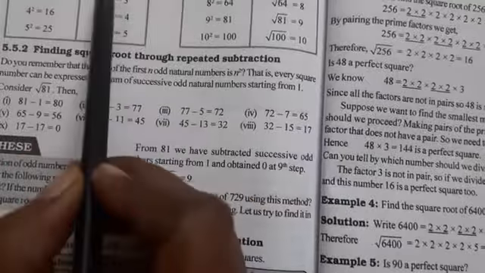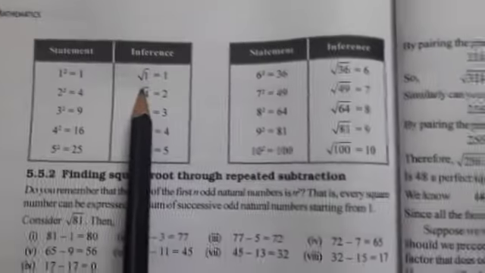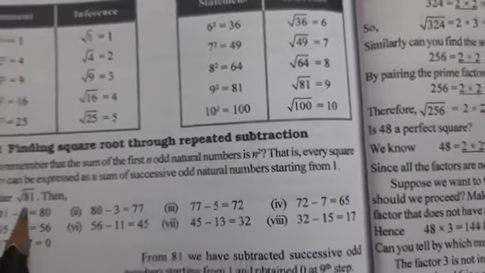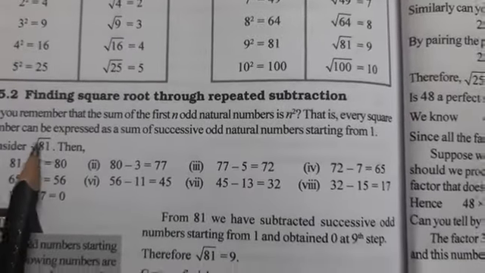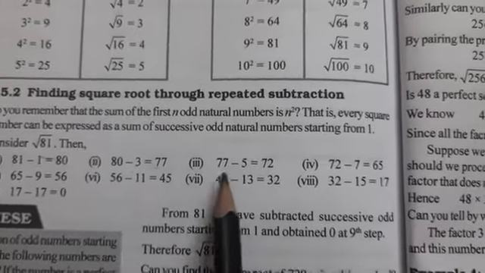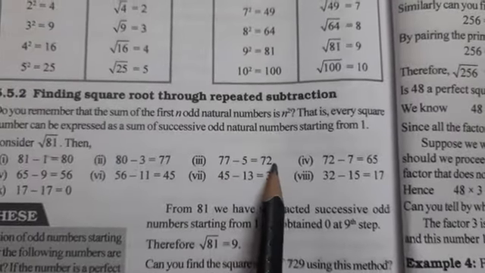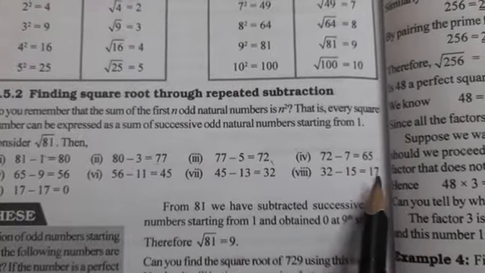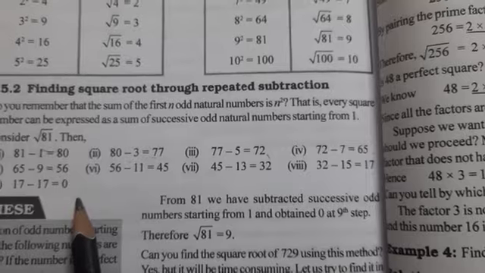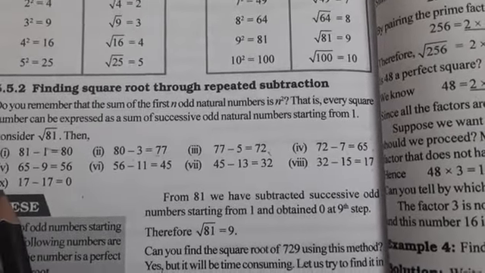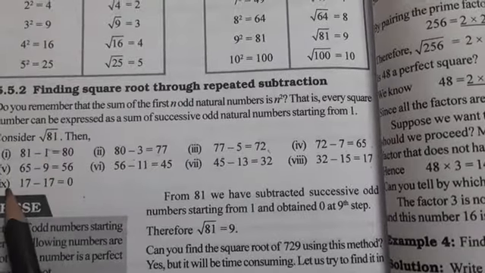This is the symbol for square root. Now we have here 81. We need to find the square root of 81. So you have to take the odd numbers. 81 minus 1, 80. 80 minus 3, 77. 77 minus 5, 72. 72 minus 7, 65. You have to go on subtracting the odd numbers until you get 0. Then count how many. If you put the numbers, there are 9. So the square root of 81 is 9.